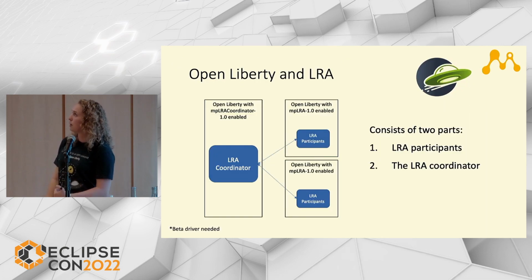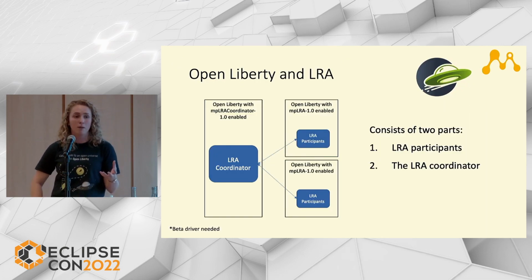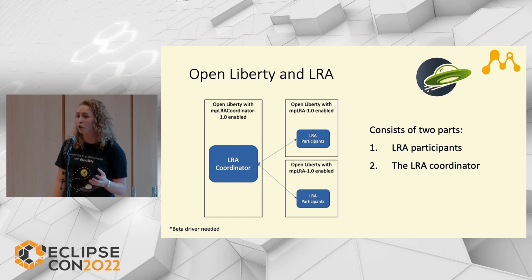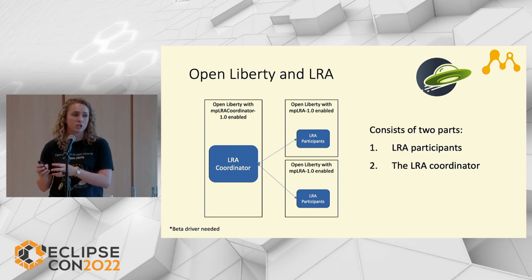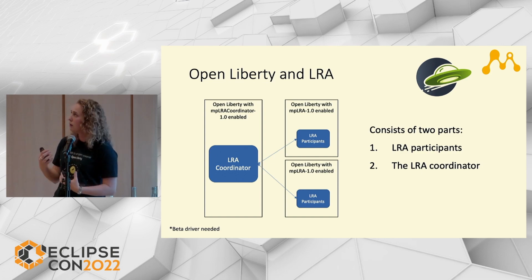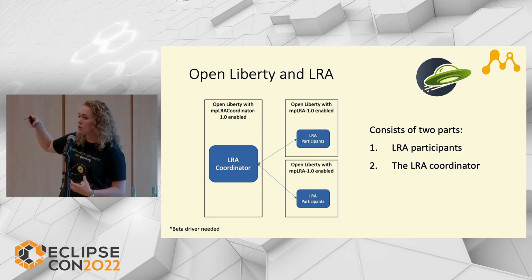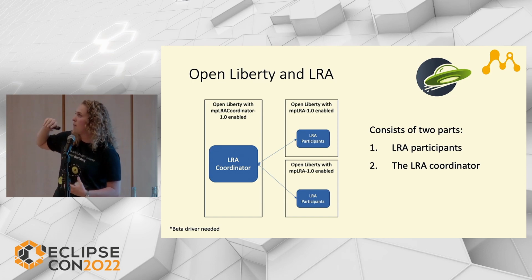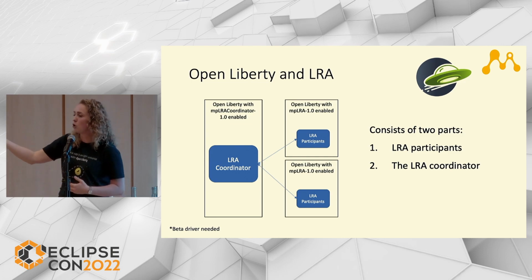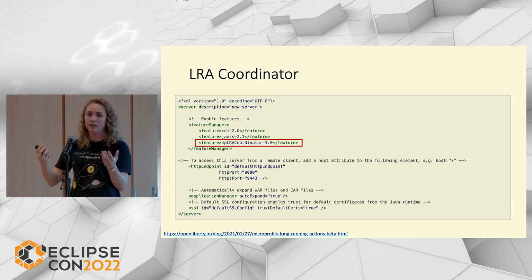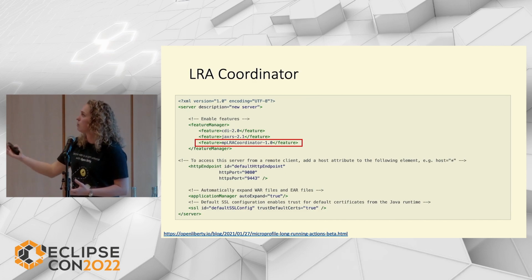So when it comes to OpenLiberty, we are using the Narayana implementation of MicroProfile LRA, and we are going more along the lines of the orchestrated approach rather than the choreography approach. So in this, we have two different parts. We have the LRA participants, and we have the LRA coordinator, and usually they are deployed as their own microservices. So that coordinator will be its own microservice, and then each of those participants will usually be its own microservice as well.